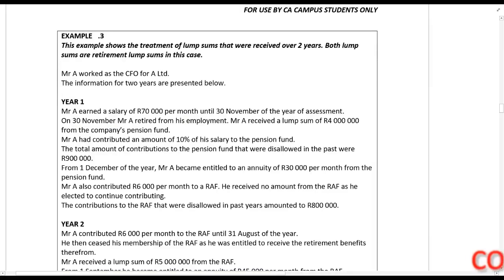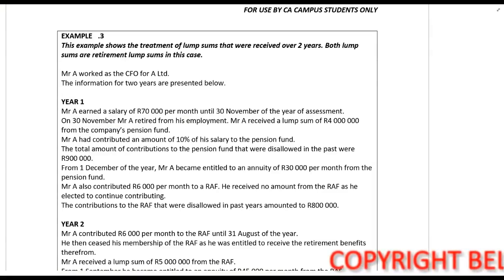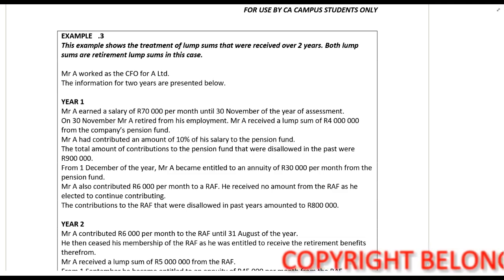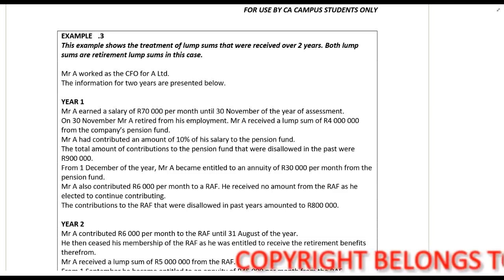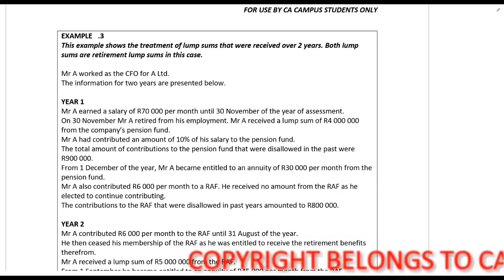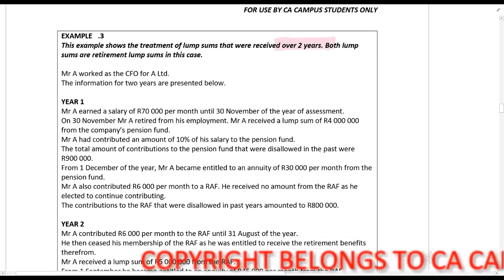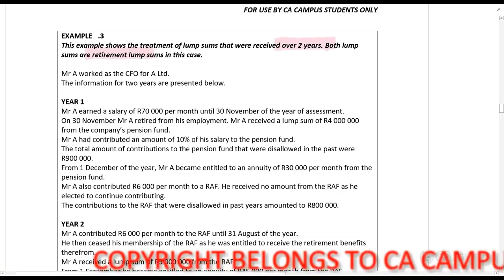In our next example, I'm not going to write out everything because you've now seen the process that follows. The solutions are still the same, so I'm just going to talk about it so we can get through the core principles a bit faster. So example 3 says, this example shows the treatment of a lump sum that was received over 2 years, and both of them are retirement lump sums in this case.